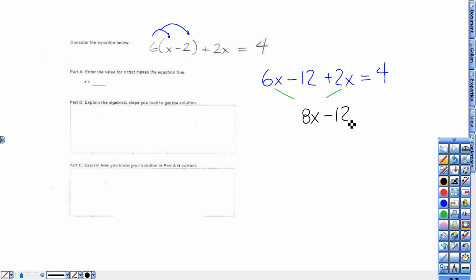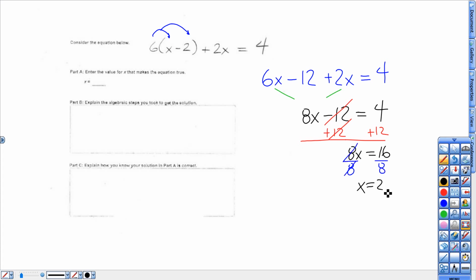And then make sure you're not looking at the notes so much you start to use the problem in the notes. Right here, I'm going to add 12 to both sides. And that gives me 8x equals 16. Divide by 8, and that gives me my answer for x, which is 2.